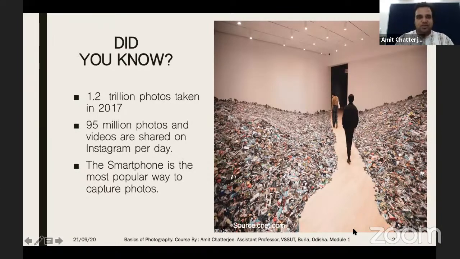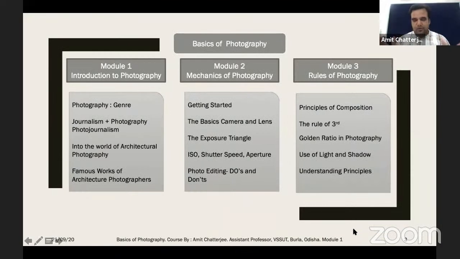So the basic photography course that we'll be conducting, I have divided into three modules. The first module will talk about just the introduction of photography that we are going to do today. It will talk about different genres, and since I have seen your syllabus which comes from journalism to photography, we will talk about journalism in brief.